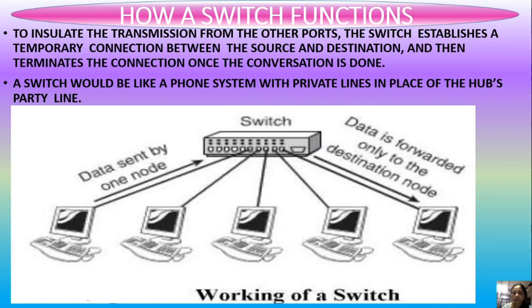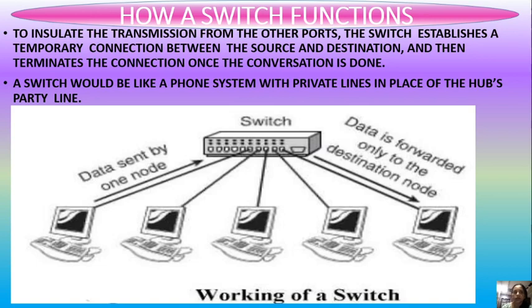So this is the difference between switch and hub. A hub will forward the data to all the nodes, but a switch will forward only to the destination node. So this is a switch. Here some points are given to insulate the transmission. Insulate means we can say to prevent the transmission.